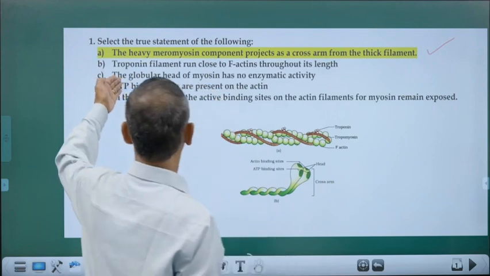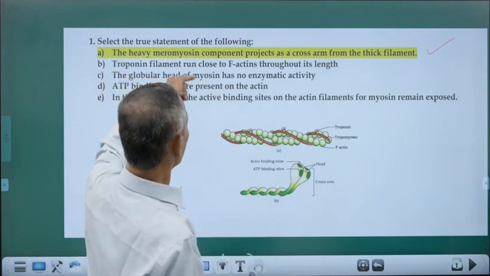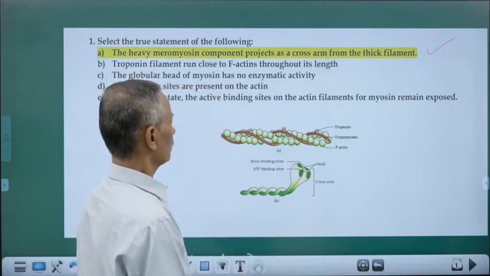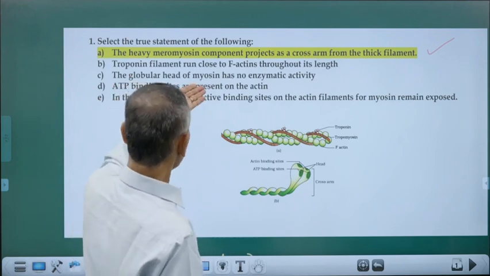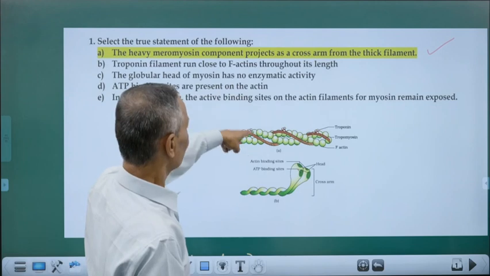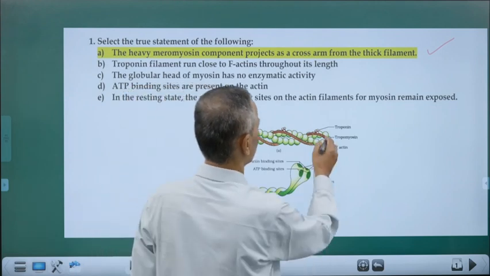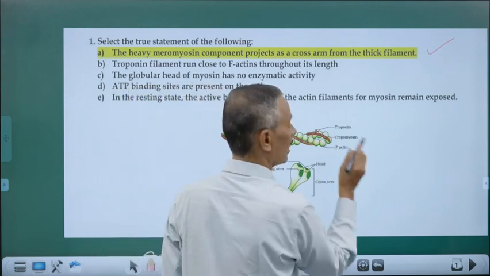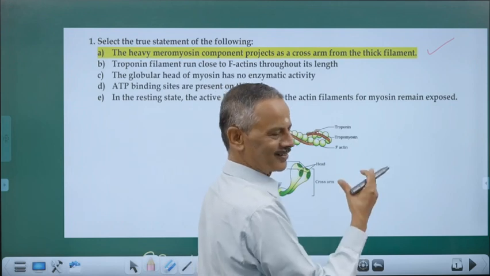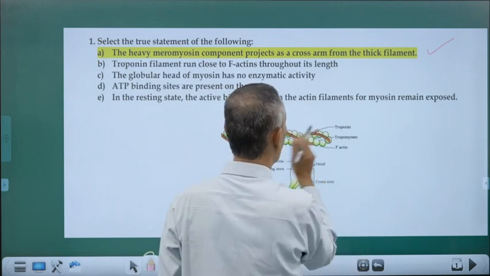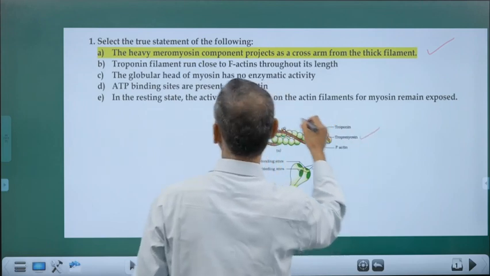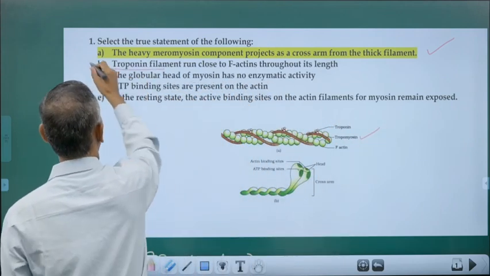Now, troponin filament run close to F actins. Troponin filament is running close to the F actins. So you can see troponin is actually a trimer which are all placed at regular intervals on tropomyosin. It is a tropomyosin, not troponin. That is why it is wrong.